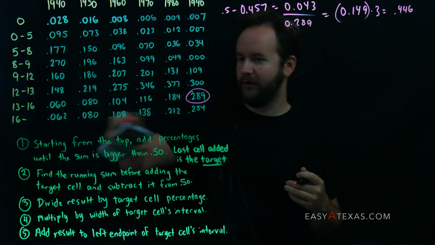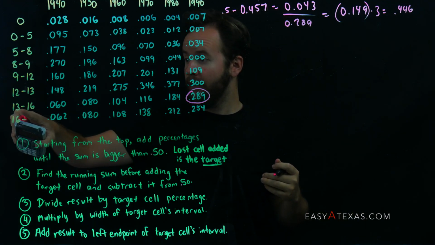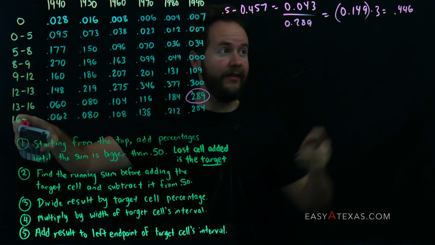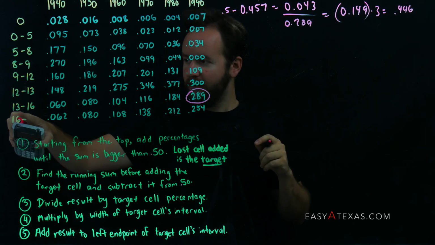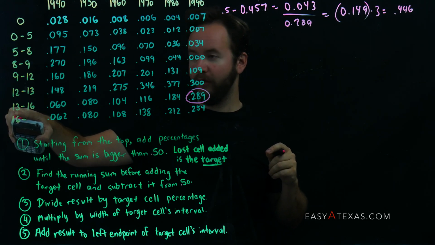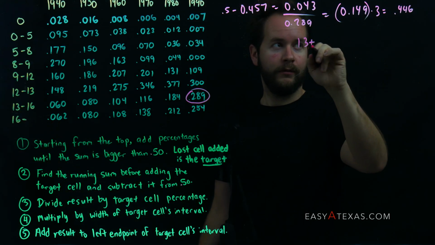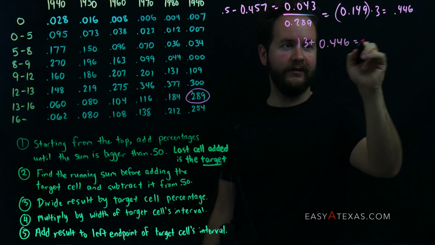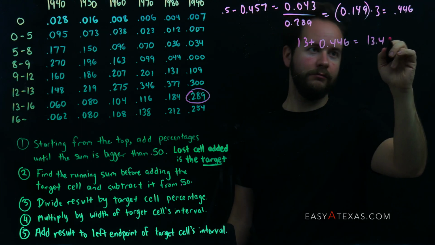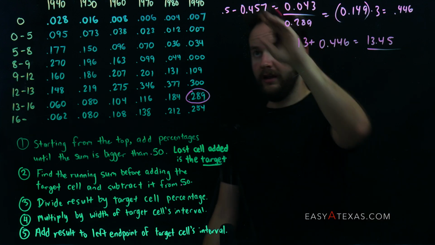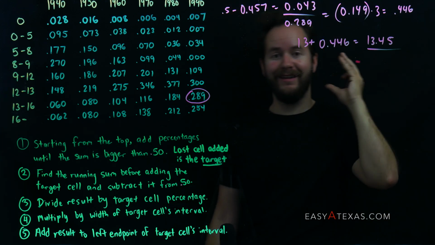And then the last step is to add that result to the left endpoint of the target cell's interval. So again, we're going to reference the target cell's interval way down here. The target cell's interval is 13 to 16. We add this result of 0.446 to the left endpoint of that interval. So 13 plus 0.446 is going to give me 13.45. And that is our answer for median educational attainment in 1990.